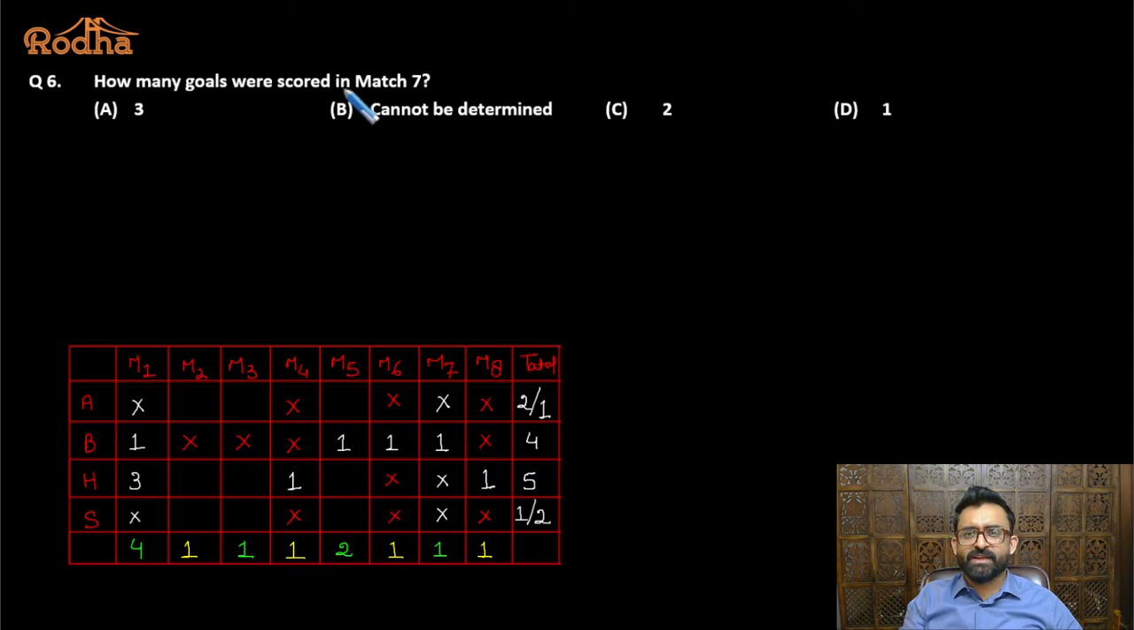How many goals were scored in match 7? It's a pretty easy one, straightforward. Match 7, how many goals were scored? Only one goal was scored. So the answer is D, Delhi in this case.